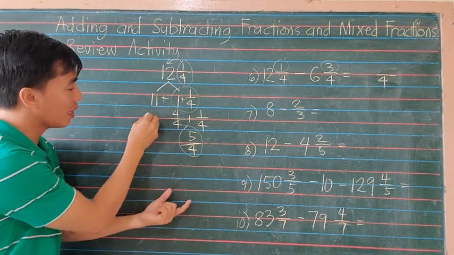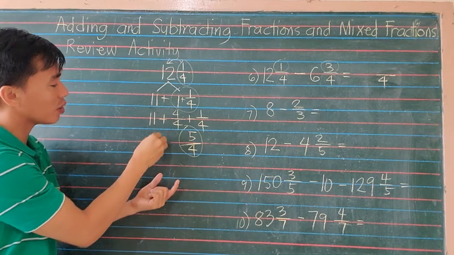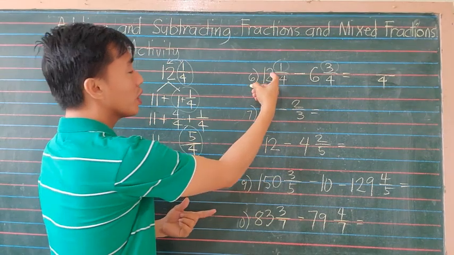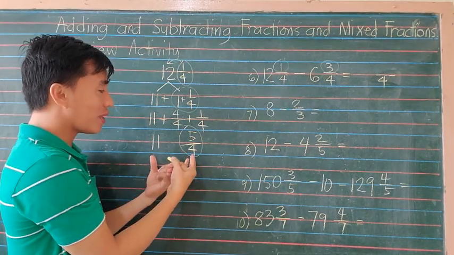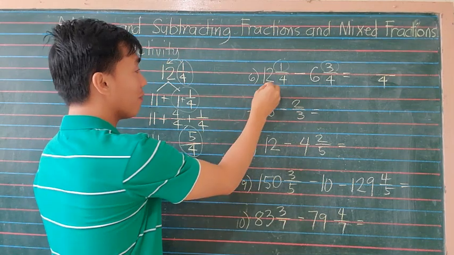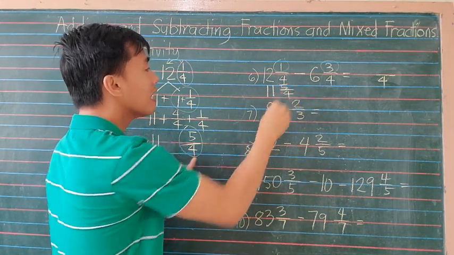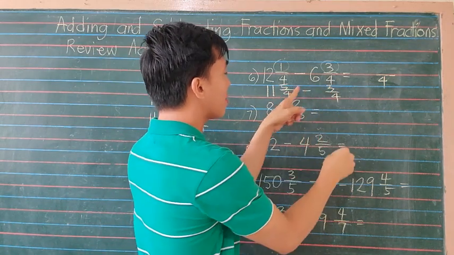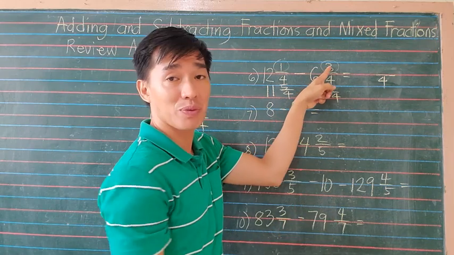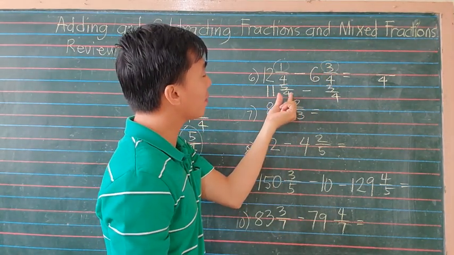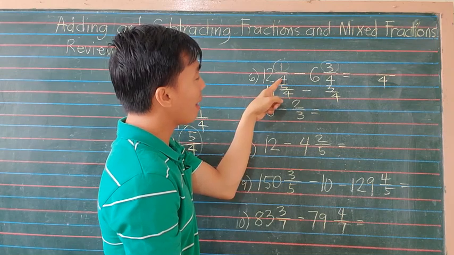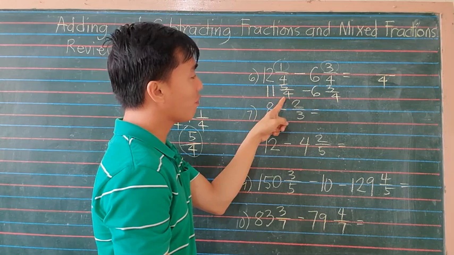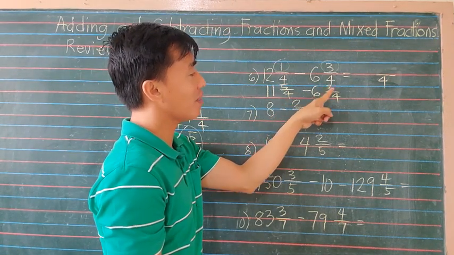Then, you copy the whole number 11, you will add it there, so that is 11 and 5/4. So, yung 12 and 1/4 is also equal to 11 and 5/4. Ginawa po natin ganyan so that we could subtract 3/4 from here because 1 is not enough to be subtracted by 3. So, ginawa natin 5/4 na we borrowed 1 from 12. So, that is now 11 and 5/4 minus 6 and 3/4.